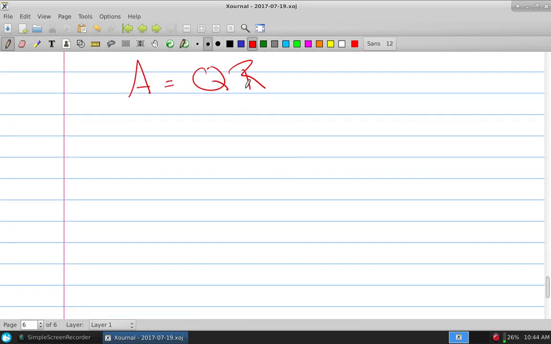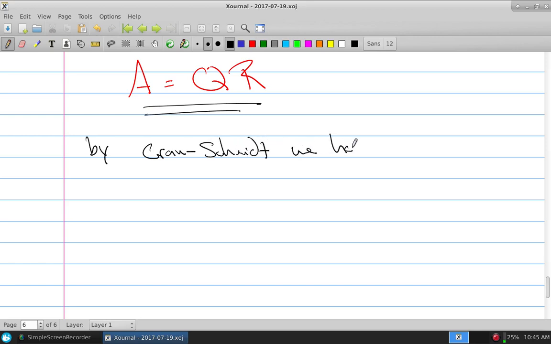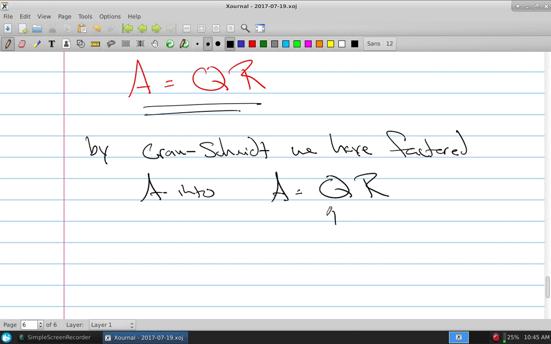And so if you would multiply this all out, it ends up being that A is actually Q times R. So when you do the Gram-Schmidt process, not only do you go from a basis to an orthonormal basis, you've actually factored A. So not only is this an orthogonalization, this is also called QR factorization. So by Gram-Schmidt, we have factored A into A equals QR, except what's Q?